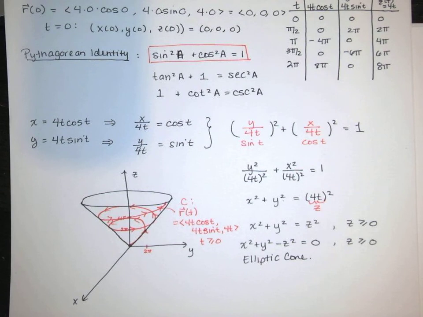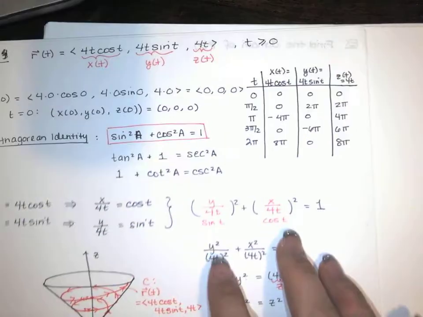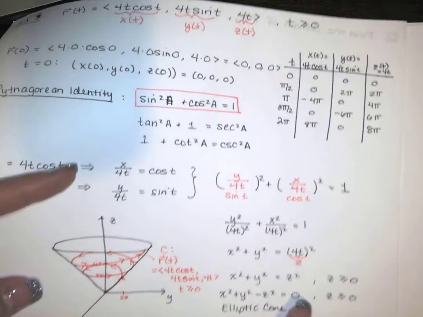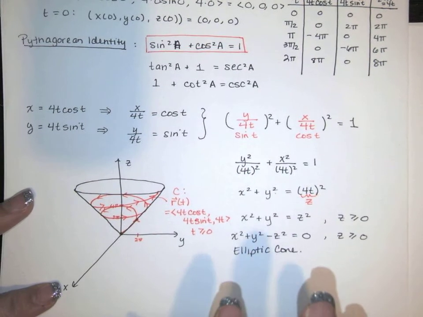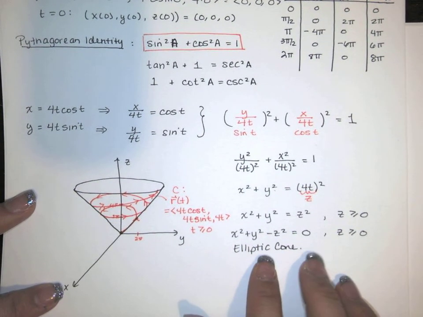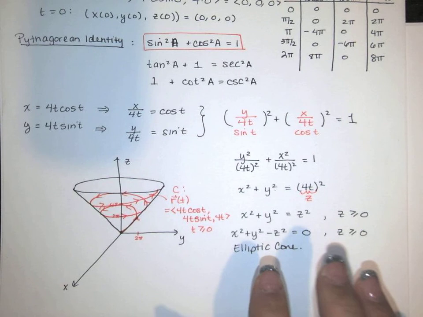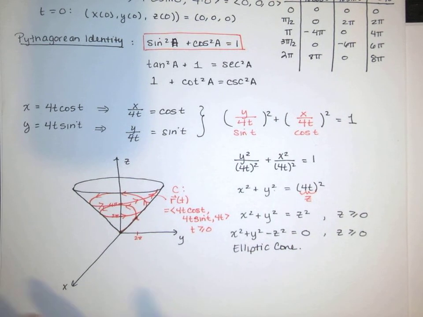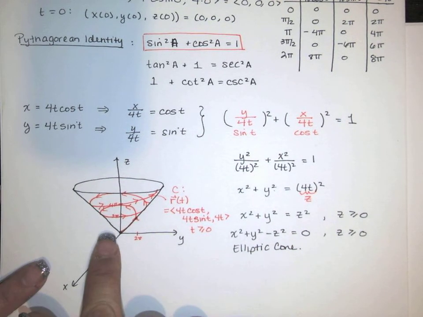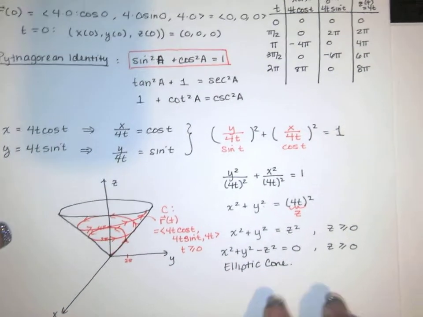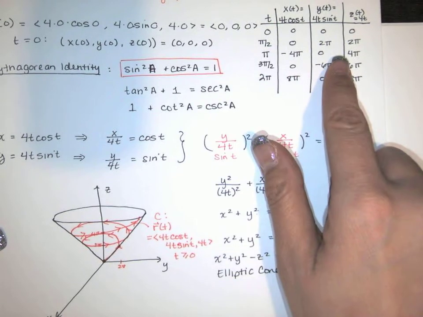But I want you to see that even when we've done all of this, we've eliminated the parameter t, r of t is not giving us the whole cone. A lot of students think they get to this point and they sketch the cone, they're like, r of t is this, it's the cone. It's not the cone. It's just a path on the cone. And to figure out what that path is, we really have to think about what happens here.